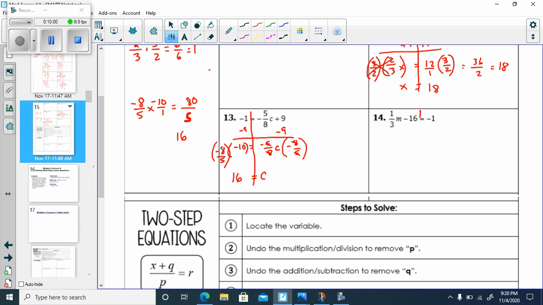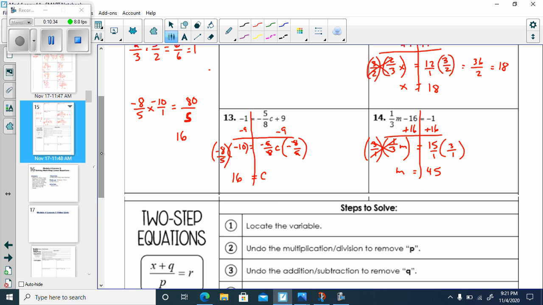Now let's try this one. What if I'm trying to get m by itself? What if I add 16 to both sides? 1/3 times m then is equal to 15. If I'm multiplying by a fraction, the way I get rid of it is I multiply by its reciprocal, which is 3/1. And that's just 15/1 if it's a whole number. Notice this is gone. So m would be equal to 45.